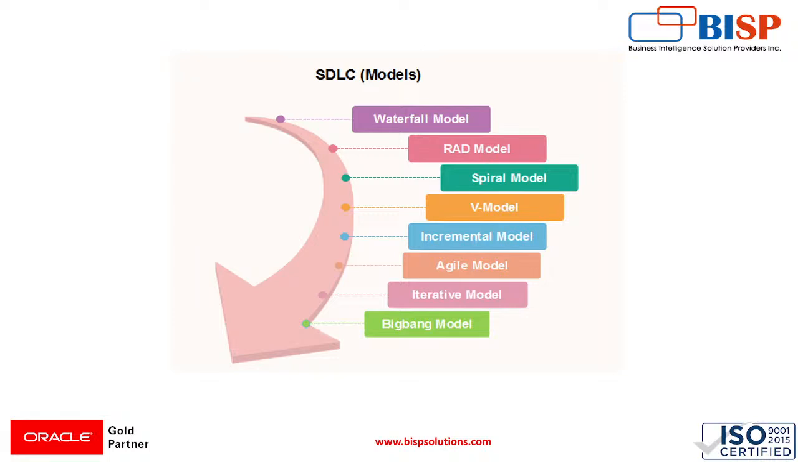Okay, and the agile model is an iterative approach focusing on flexibility and customer collaboration. Okay, so these are the models that we can follow while implementing the project. Okay, so this is the whole lot of SDLC.